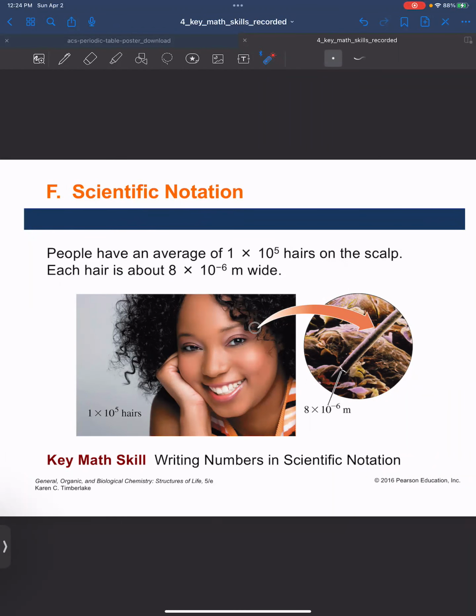So many of the numbers we work with in this class are either really big or really small. And so we will utilize scientific notation to make the numbers more reasonable. So for example, the number of hairs on our head, there's a lot, right? So there'd be a lot of zeros making a really big number. But instead of writing that, we would just simply state that there's 1 times 10 to the 5th hairs on the scalp, and that each hair is about 8 times 10 to the negative 6 meters wide. So it's very tiny. So that's a big number. This is a small number. You can see we're using what's called scientific notation to represent those numbers.